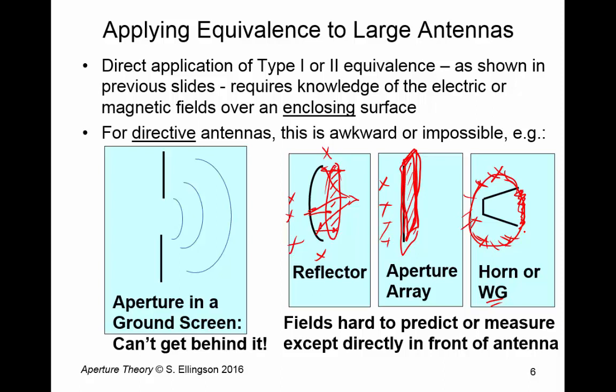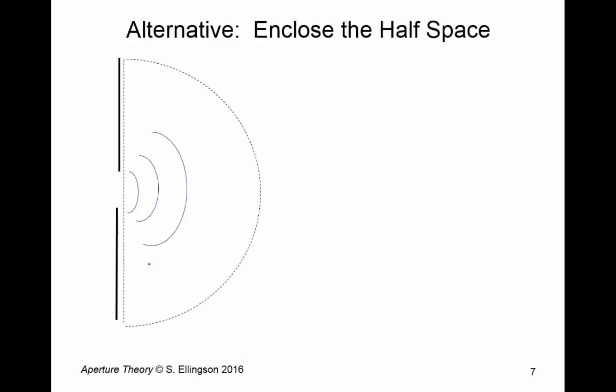Now, if we have an aperture in a ground screen, we have the problem that we can't get behind it. In other words, how do I draw a surface that bounds the aperture? How do I know what the fields are out here? So even the simplest possible aperture antenna, which is just an opening cut into a ground plane, I have a problem applying this principle. So here's what we do instead.